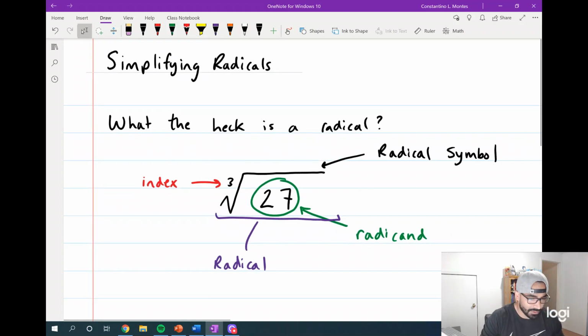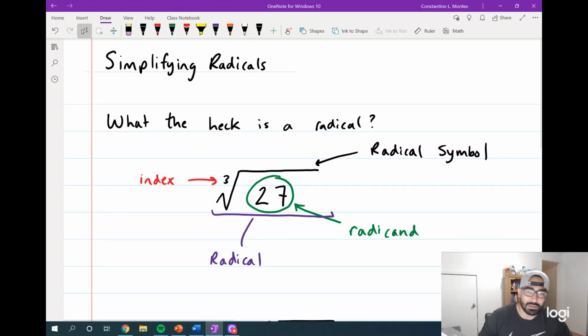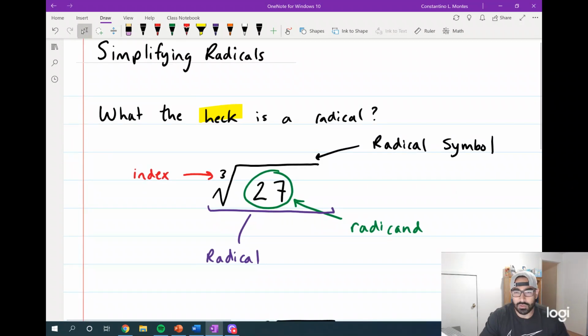So first things first, what is a radical? So what the heck is it? I kind of had to toss that in there just for fun. So here's what a radical looks like. It's this symbol, and you might all recognize it as the square root symbol. But what it really is, it's a radical. In this case, we have multiple pieces.